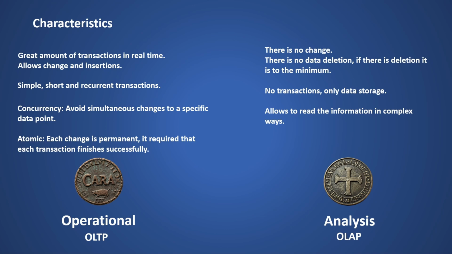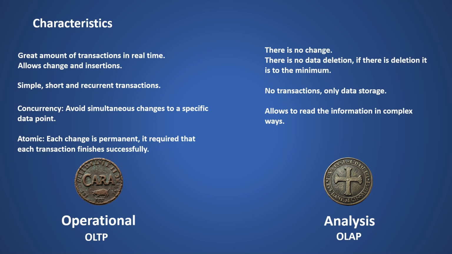First one is concurrency, which is the one that avoids simultaneous changes in a specific data point. For example, if data is being modified by a process, this process will block the data point and no other process will be able to touch it until the current process finishes its duty.